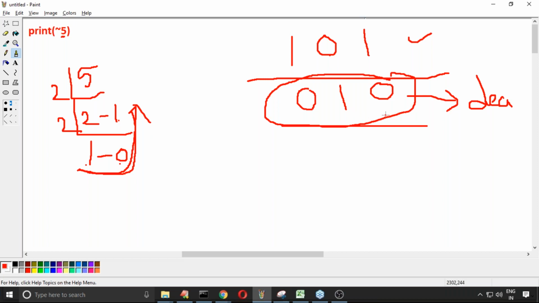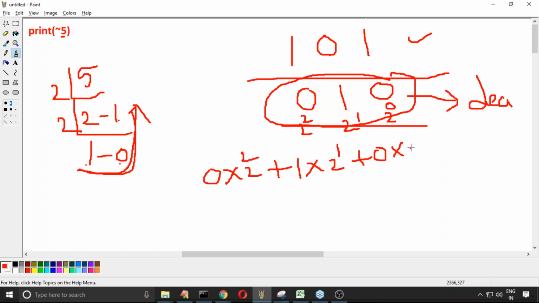Do you know? 2 power 0, 2 power 1, 2 square. So you have 0 into 2 square plus 1 into 2 power 1 plus 0 into 2 power 0. What are its values? 0 into 2 square means 0, 1 into 2 power 1 means 2, 0 into 2 power 0 means 0. So the value is 2. Clear? Are you feeling comfortable?